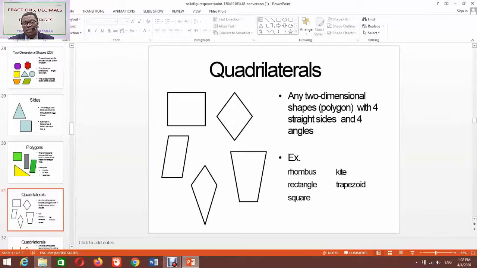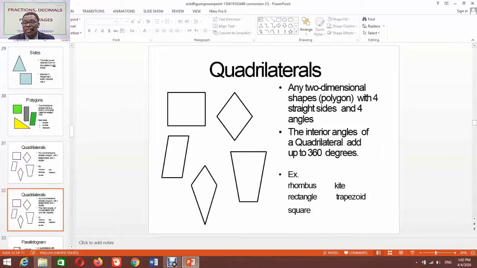Then quadrilaterals. This shape that we see on the screen represents quadrilaterals. Any 2-dimensional polygon with 4 straight sides and 4 angles represents a quadrilateral. Examples of quadrilaterals: we can talk of rhombus, rectangle, square, kite, and we can also talk of what? Trapezoid. Like I said earlier on, quadrilaterals are 2-dimensional shapes or polygons with 4 straight sides and 4 angles.